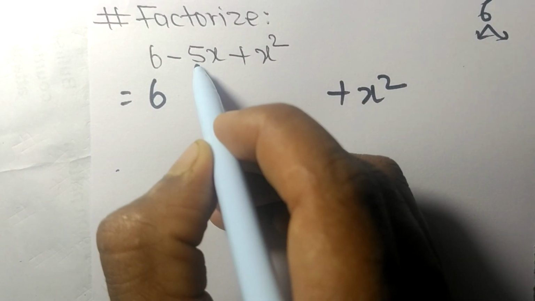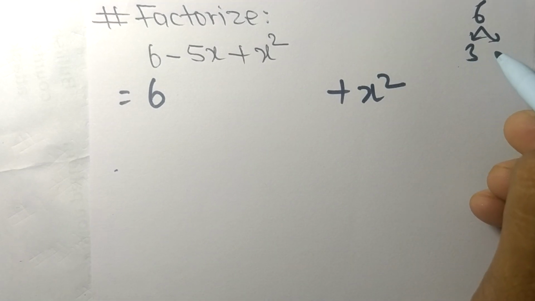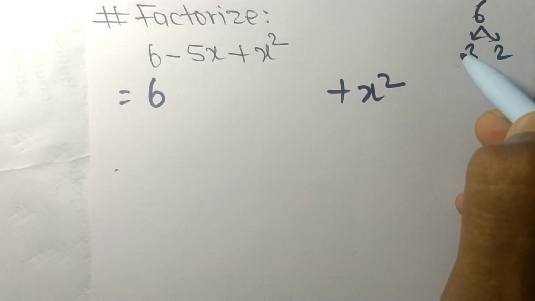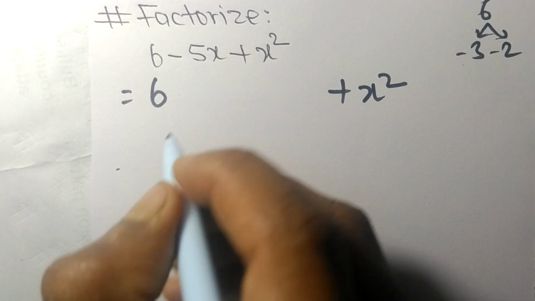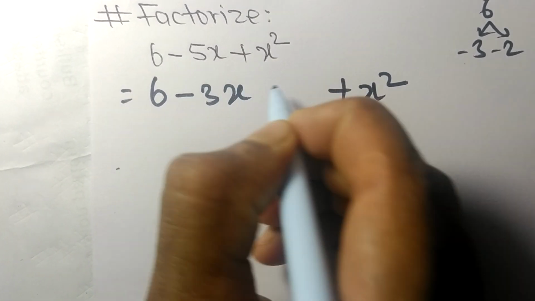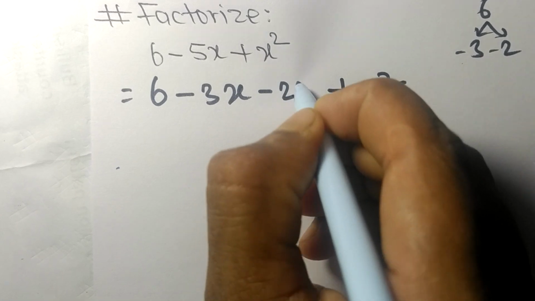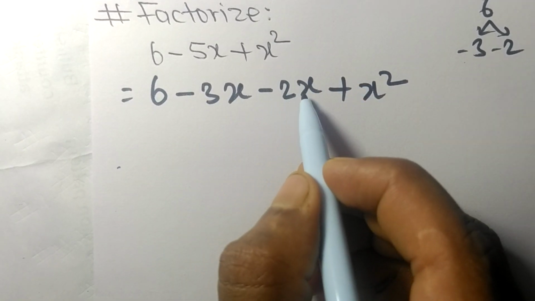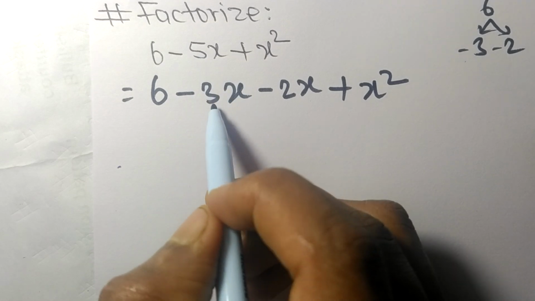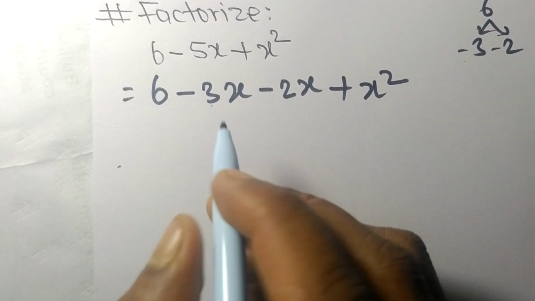We have to take 5. So 3 times 2 means 6, minus 3 minus 2 means minus 5. So it becomes minus 3x minus 2x. Minus 3x minus 2x means minus 5x, and 3 times 2 means 6.